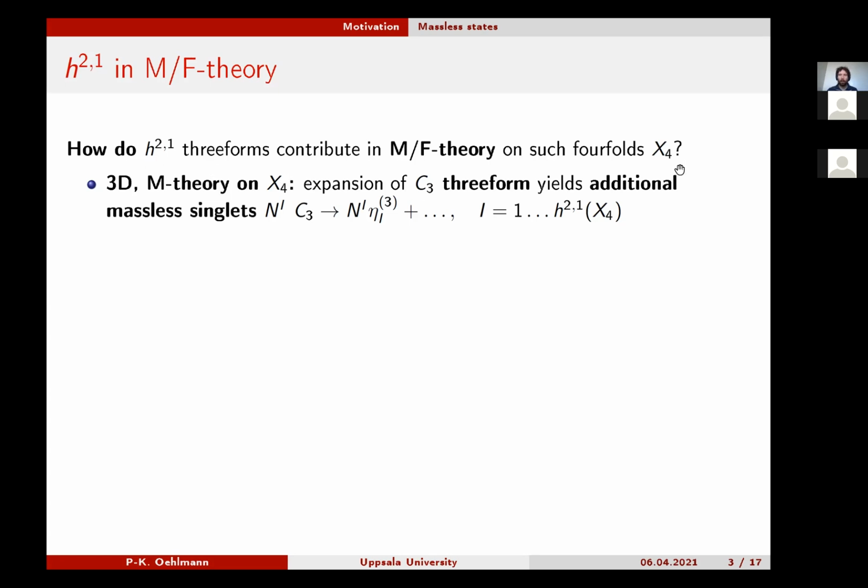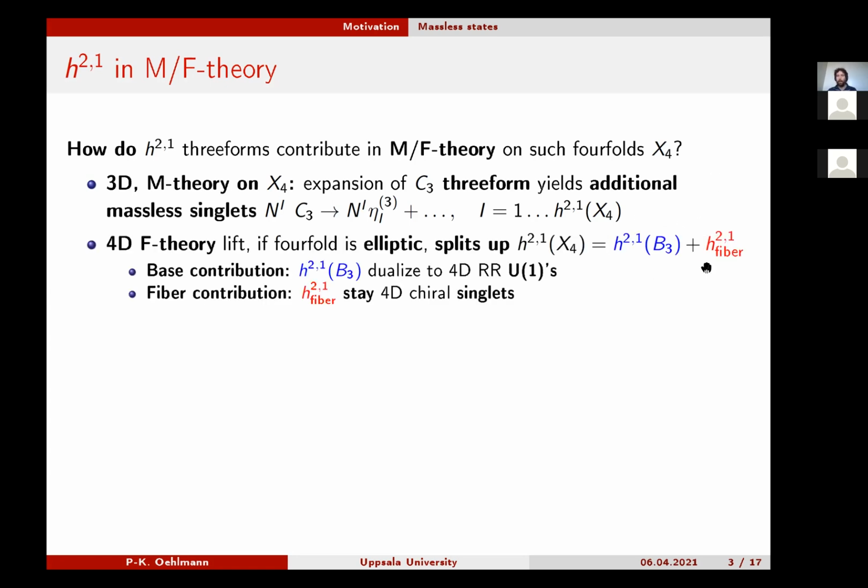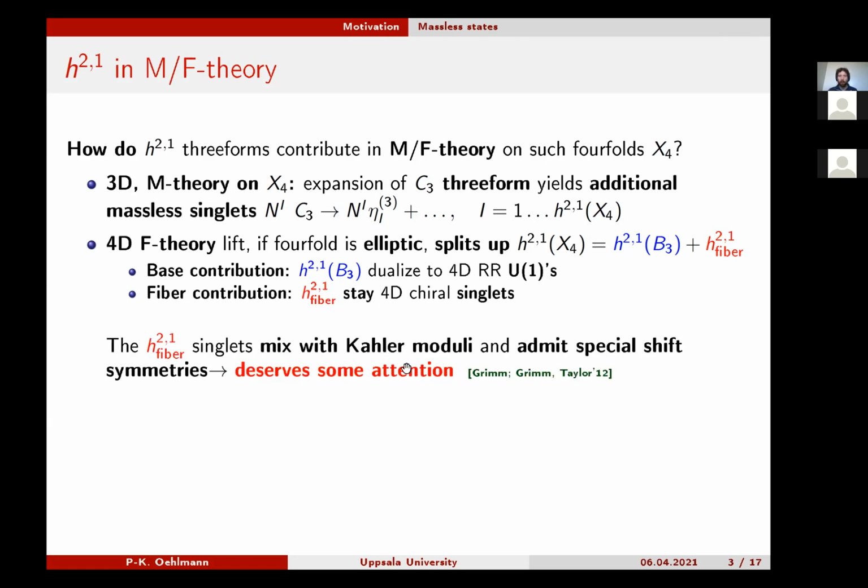Then, if your Calabi-Yau fourfold is also elliptically fibered, you can lift this whole thing to 4D, and there you have to essentially split up the contribution of your threeforms into a base contribution and a fiber contribution. The base contribution will actually dualize to 4D vectors, and the fiber contribution will actually stay a chiral singlet. These, especially, are the ones that I will focus on, because it has been shown, in work by Grimm and Taylor, 2012, that these specific fiber contributions mix with the scalar moduli of your base, and they admit very special shift symmetries. Again, all these features tell you that these H21 contributions deserve special attention.